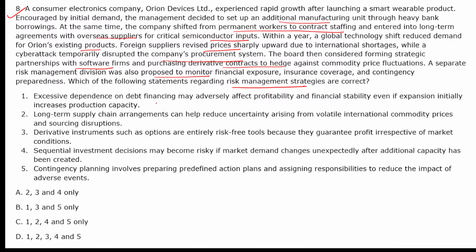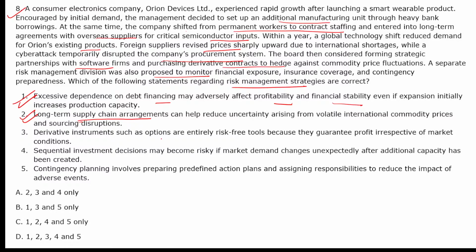Excessive dependence on debt financing may adversely affect profitability and financial stability, even if expansion initially increases the production capacity. Do you think this is correct? Yes, correct. Of course, it is correct. High dependency just on debt will lead to a lot of uncertainties. Long-term supply chain arrangement can help reduce uncertainty arising from volatile international commodity prices and sourcing dispute. Yes, you should have a good supply chain arrangement. The uncertainty will reduce to a certain level.